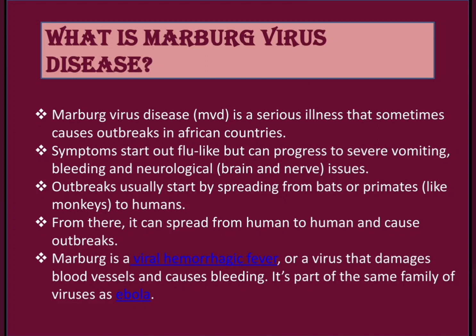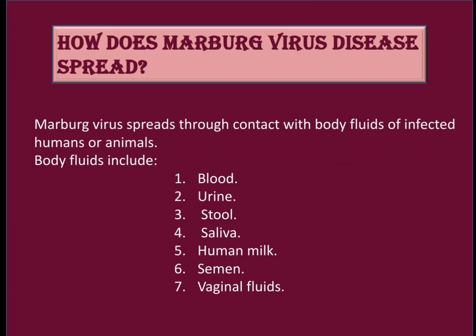What is Marburg virus disease? Marburg virus disease is a serious illness that sometimes causes outbreaks in African countries. Symptoms may start flu-like but can progress to severe, like vomiting, bleeding and neurological, brain and nerve issues. This starts by spreading from bats or primates like monkeys to humans. From here, it can spread from human to human and cause an outbreak. Marburg is a viral hemorrhagic fever, or a virus that damages blood vessels and causes bleeding. It belongs to the same family of viruses as Ebola.